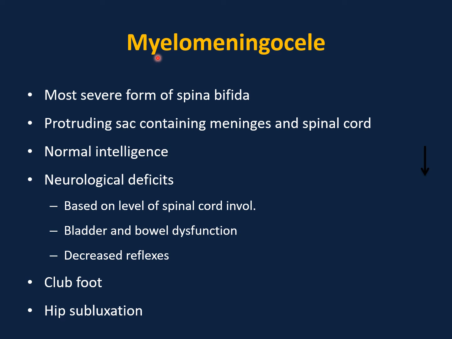Myelomeningocele, from the name: myelo means the nerve, meningo means the meninges, and cele is the protrusion. So this is a protrusion of the meninges with the nerve with it. So the nerve is included in myelomeningocele. These children will have normal intelligence, they can go to college, they are very smart, and there is no problem with the brain function.